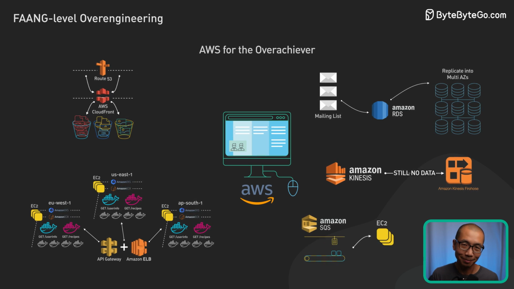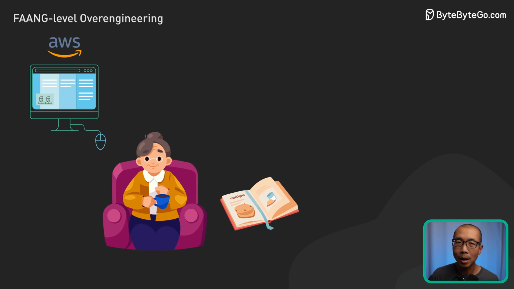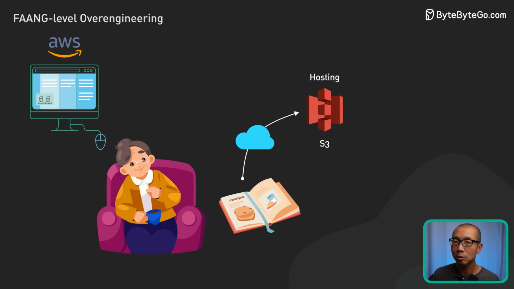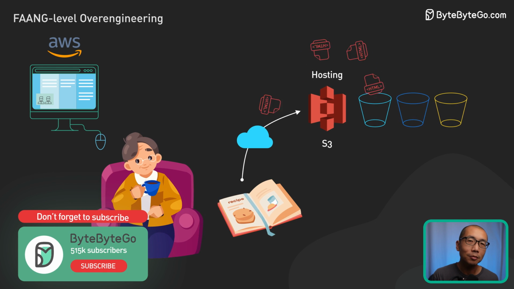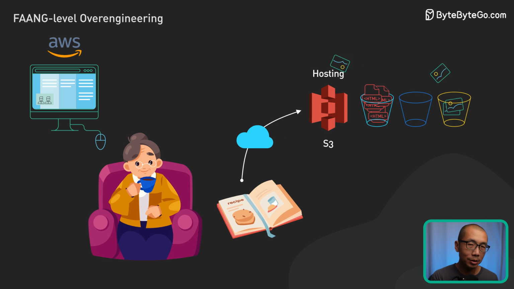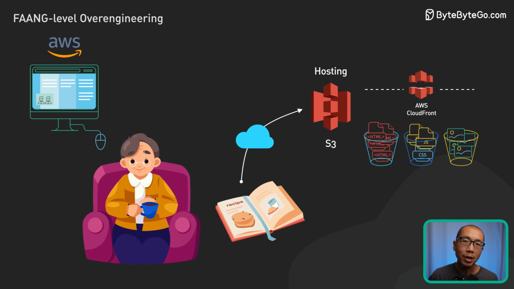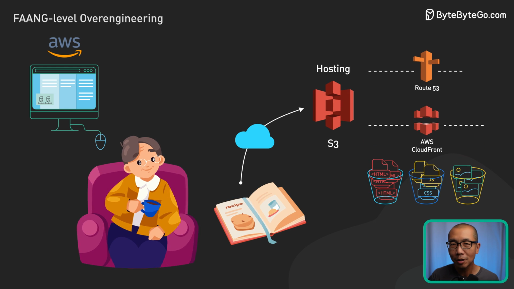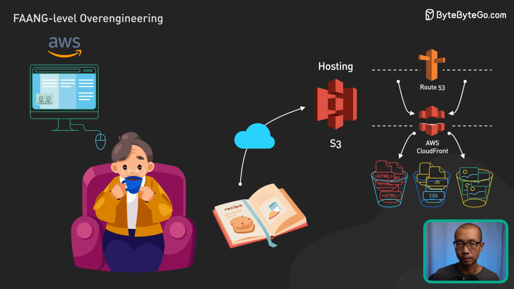So let's do this. You've got a 10-page website to show off Grandma's cookie recipes. First, you will want to host your 10 pages in S3. But not just in one bucket. Use different buckets for HTML, images, CSS, and JS. Then front it with CloudFront for caching you definitely don't need. Make sure you use Route 53 for DNS, because more services are always better.